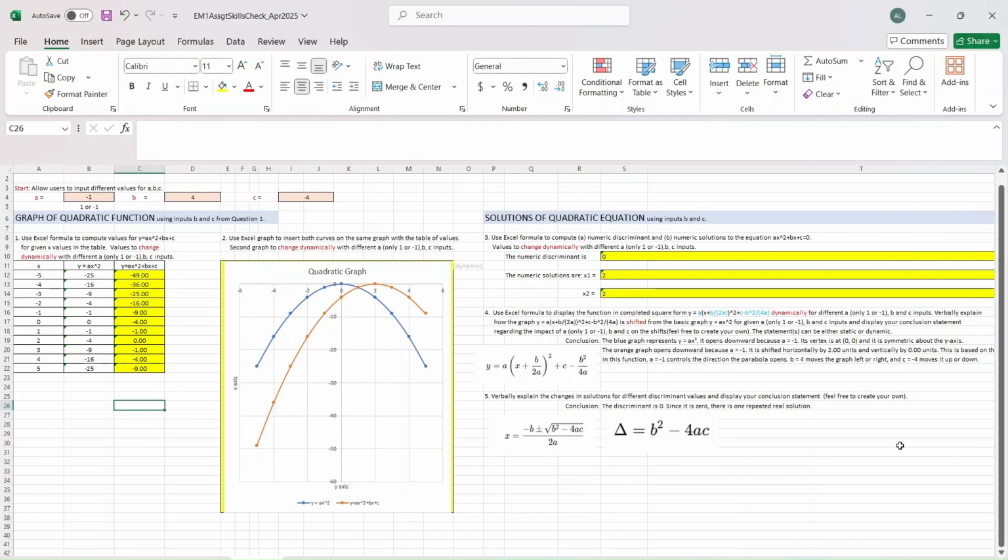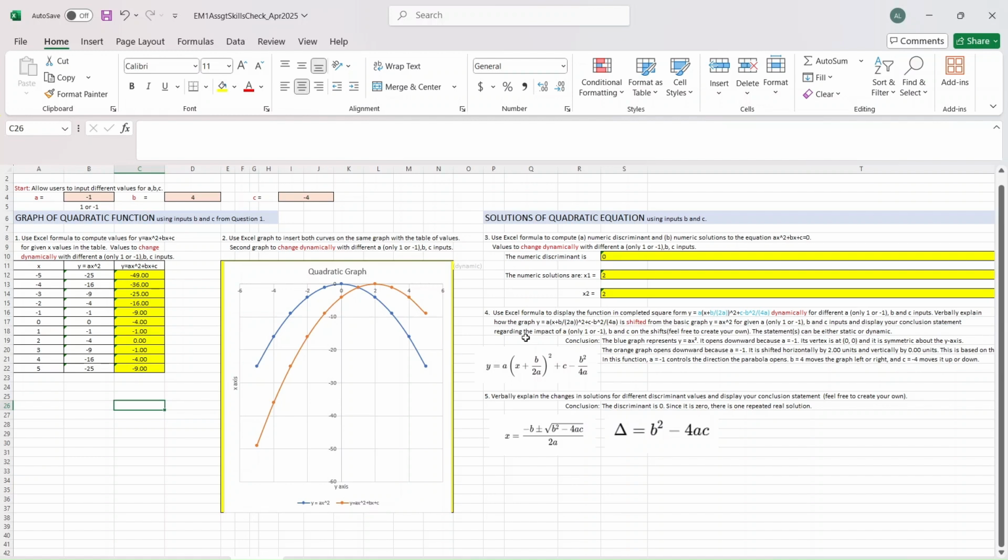Now, let's take it a step further with this general form y equals ax squared plus bx plus c. Adding b and c affects the position and shape of the graph. We can actually rewrite it into what's called the completed square form, illustrated here. Using Excel formulas, I set it up so that this form updates automatically when I change A, B, or C.